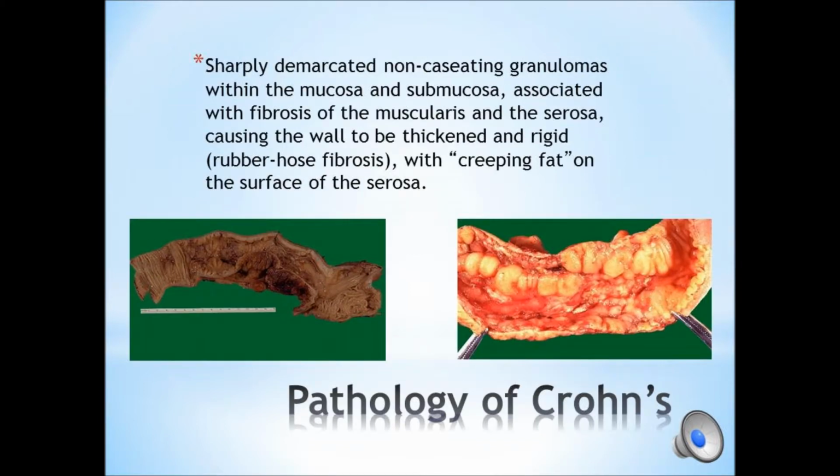These two photographs depict a couple of the unique features of Crohn's, which include the rubber hose fibrosis as well as creeping fat on the surface of the serosa. Those are generated as a result of sharply demarcated non-caseating granulomas within the mucosa and submucosa associated with fibrosis of the muscularis and the serosa. This causes the wall to be thickened and rigid.